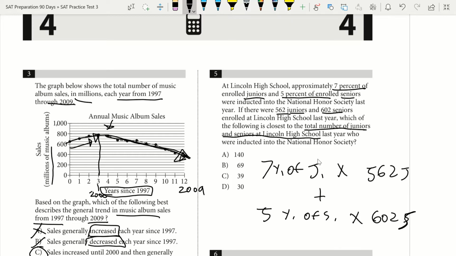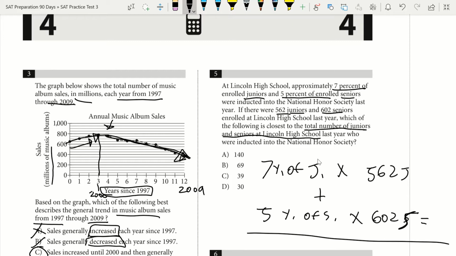That's an S, not a 5, right? Okay, and then I'm going to add those together to get my answer. So this one is one where we're going to use our calculator because it's going to be quicker. So 7% means I'm going to put in 0.07 into my calculator, multiply it by 562. Then I'm going to add my 0.05, since that's 5%, times 602.